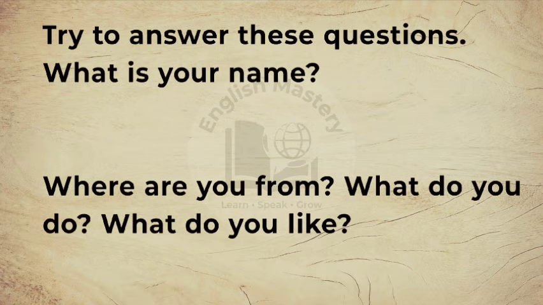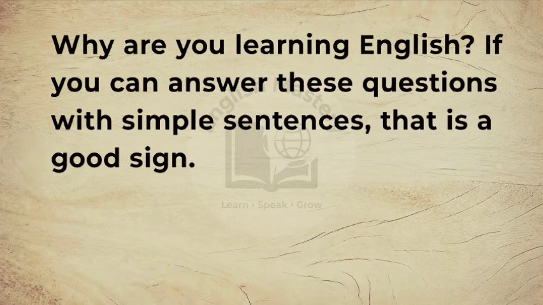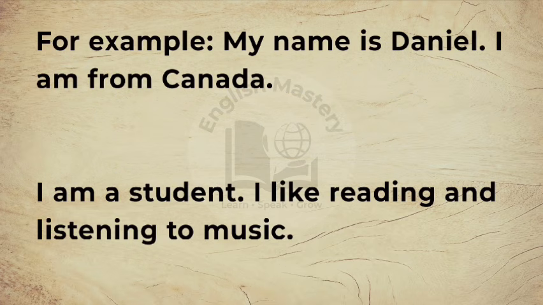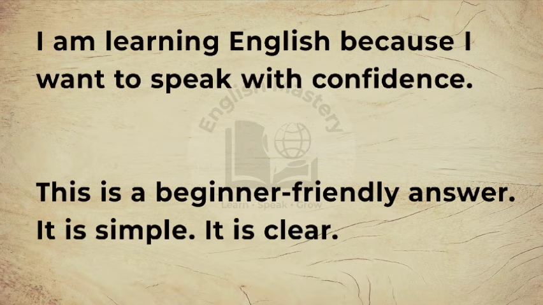Try to answer these questions. What is your name? Where are you from? What do you do? What do you like? Why are you learning English? If you can answer these questions with simple sentences, that is a good sign. For example, my name is Daniel. I am from Canada. I am a student. I like reading and listening to music. I am learning English because I want to speak with confidence.